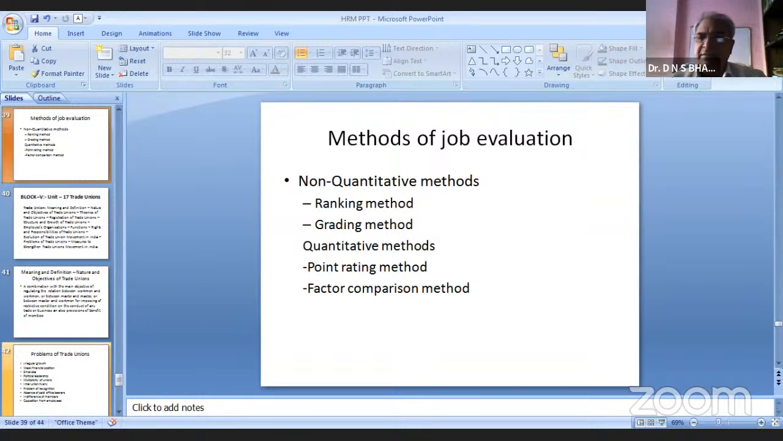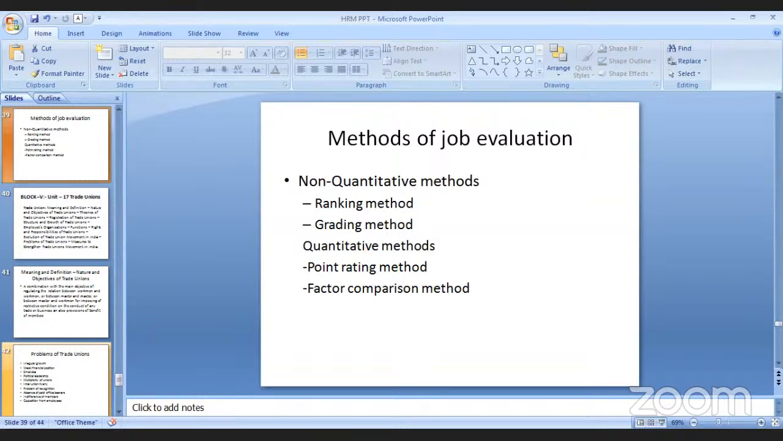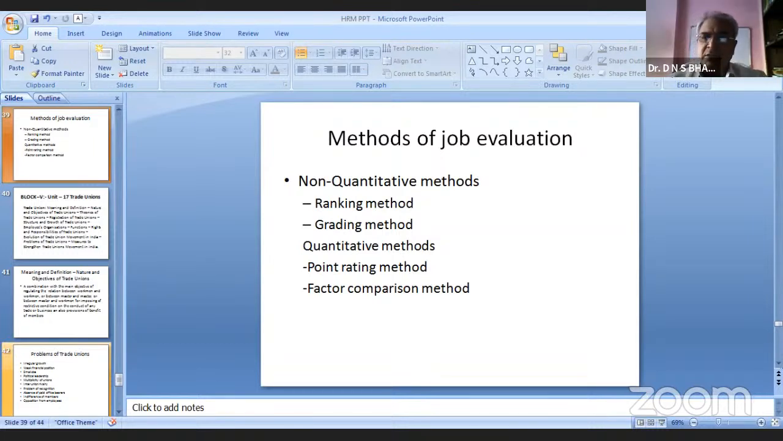So what are the merits of the ranking method? What are the demerits of the ranking method? It is a very easy, very simple method. Just compare, just describe or place a particular job. That's all. It is very economical to carry out. There is no cost involved, no wastage, and no control time here.